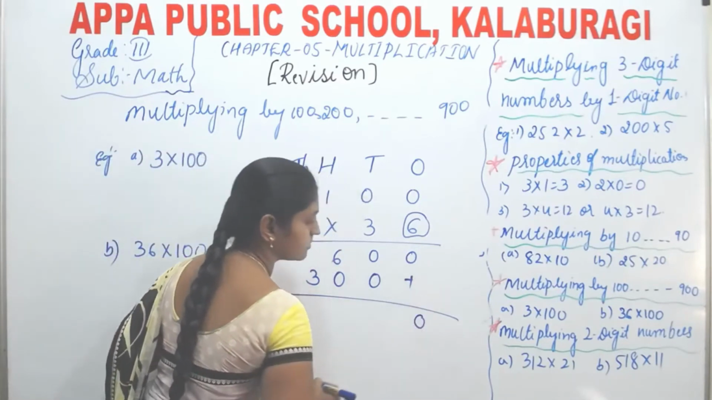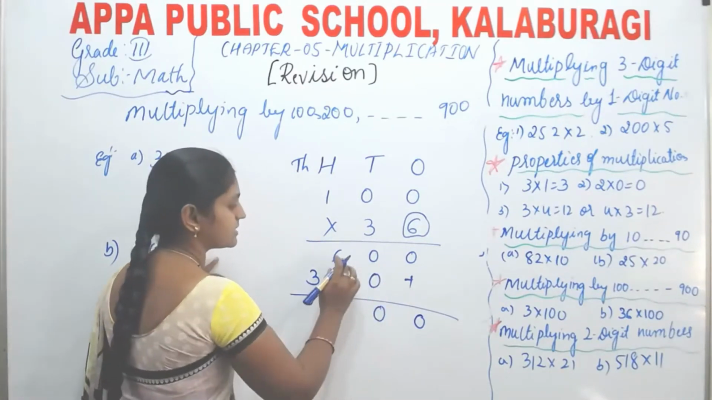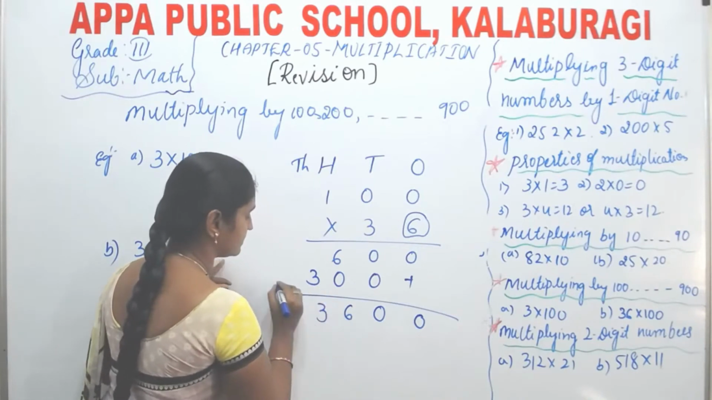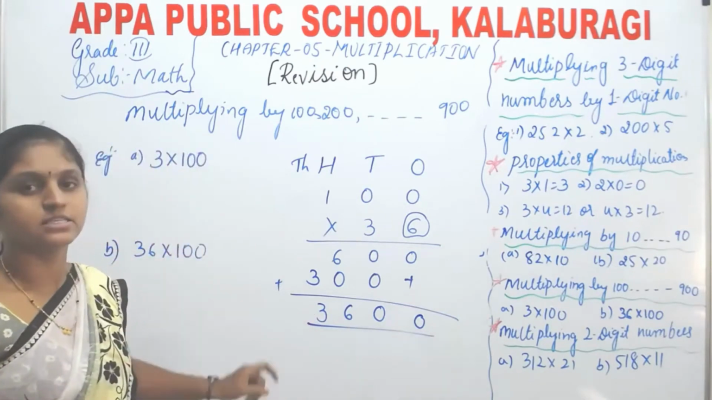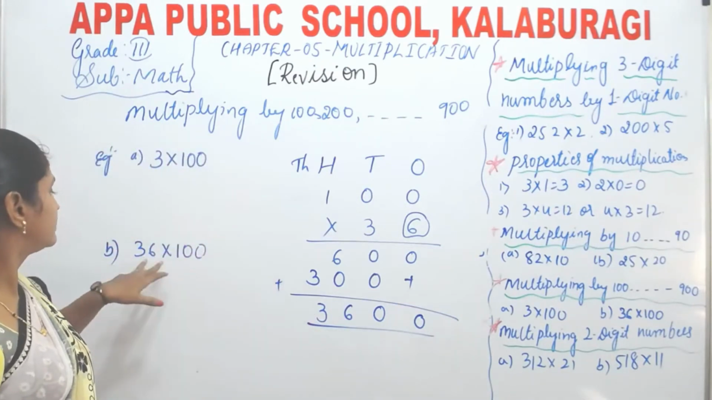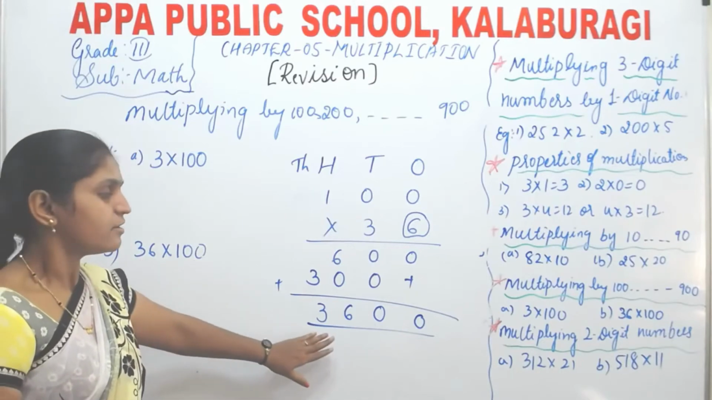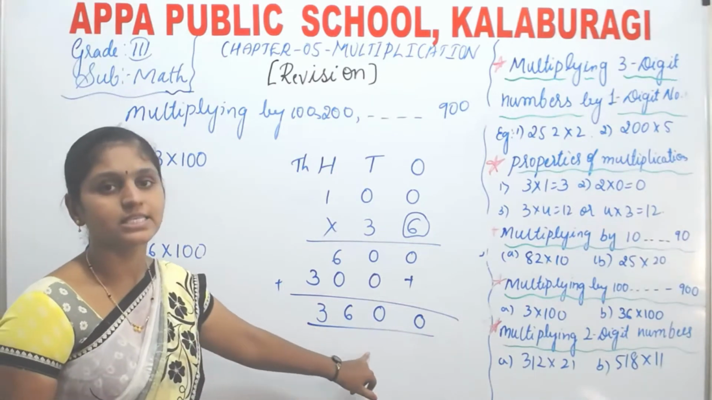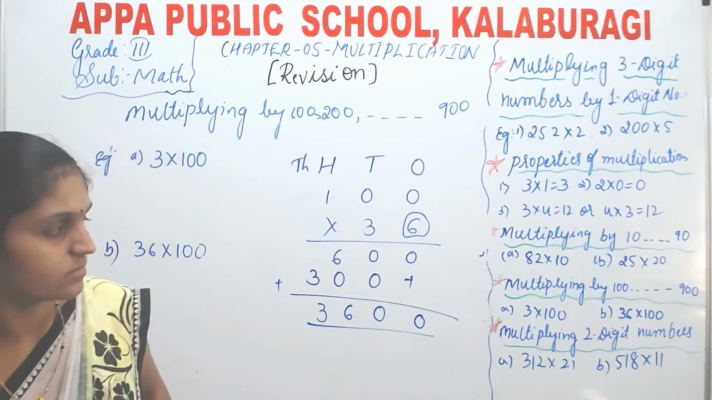0 as it is. 0 plus 0 is 0. 6 plus 0 is 6. Right? 3 as it is. Yes? So this is our required result. If you multiply a 3-digit number by a 2-digit number, we get a 4-digit number. That is 3600. This is our required product.